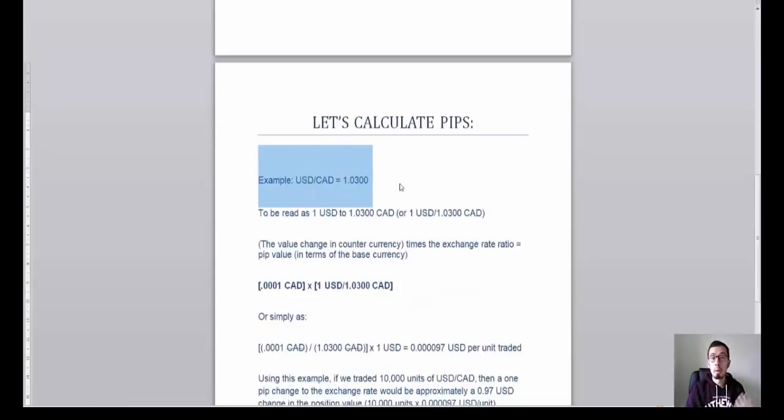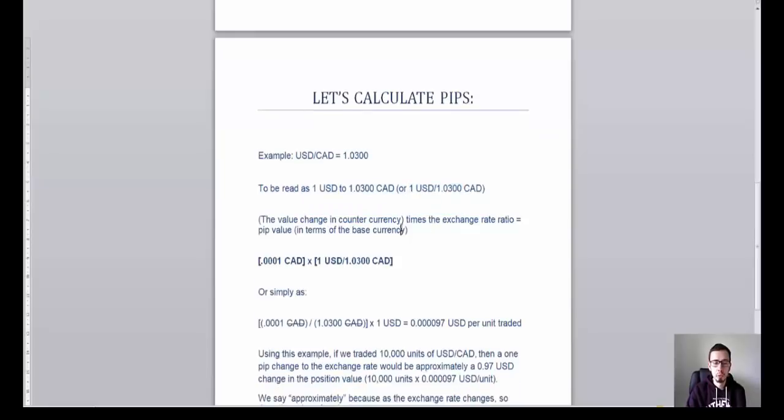For calculating pips, let's take an example of USD and Canadian dollar. So USD against CAD, the price is 1.03, to be read as 1 USD to 1.03 CAD, or 1 against 1.03 CAD.